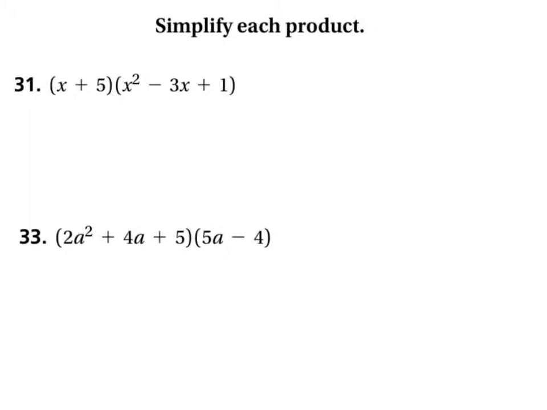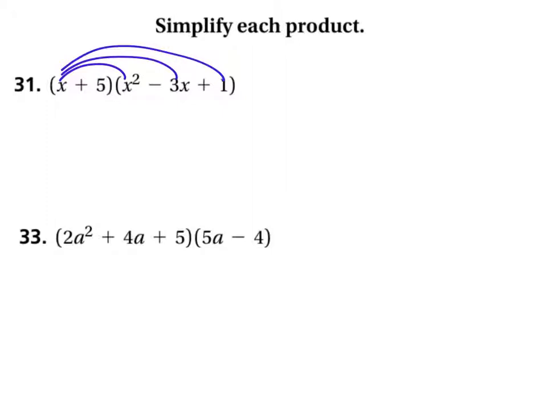All right, so we're basically going to be doing what we would be doing with FOIL, but now we're multiplying a binomial by a trinomial. So this is what it's going to look like. We're going to multiply x to all three of these terms, okay? And let's do that first.